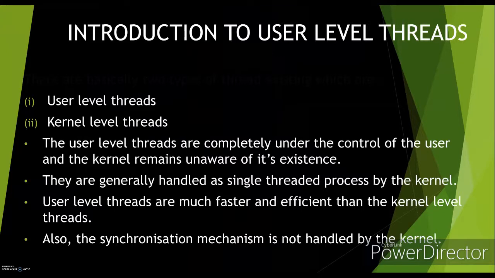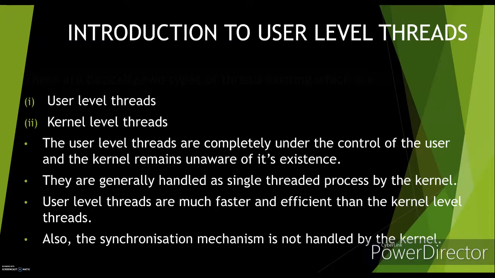Now comes the topic of introduction to user level threads. Basically, threads in operating system are categorized into two categories: user level threads and kernel level threads. In this video lecture, we would basically have focus on the user level threads and its various types. The user level threads are completely under the control of user and the kernel remains unaware of its existence. They are generally handled as a single threaded process by the kernel.